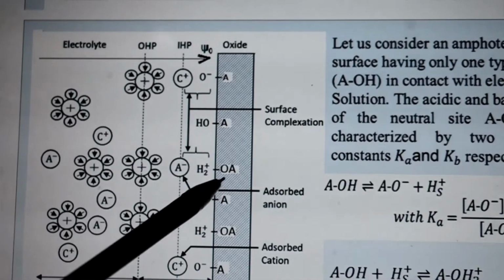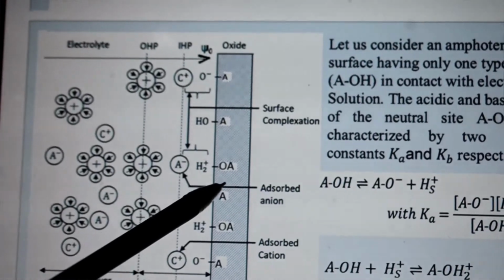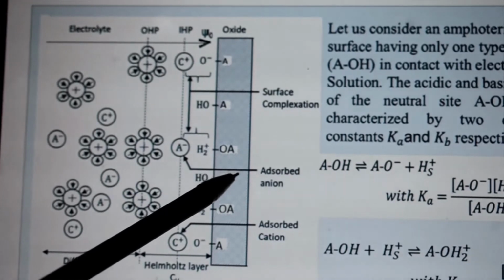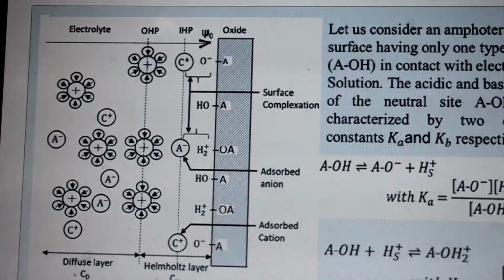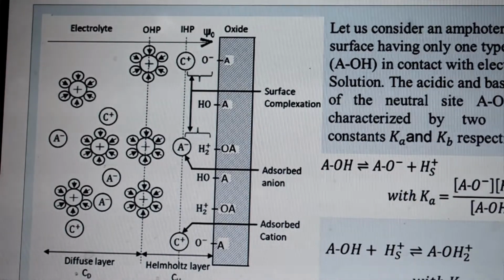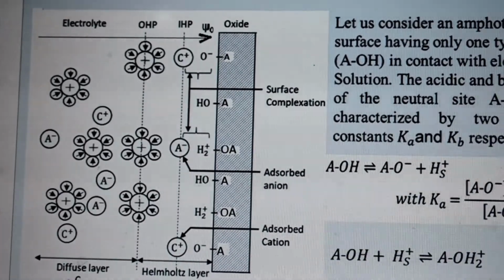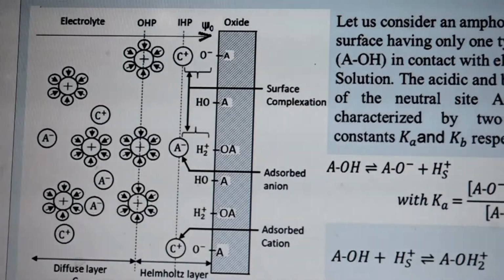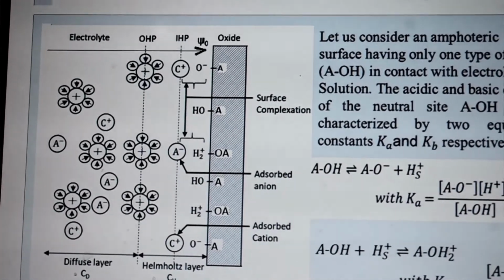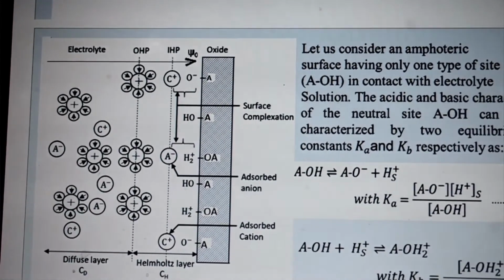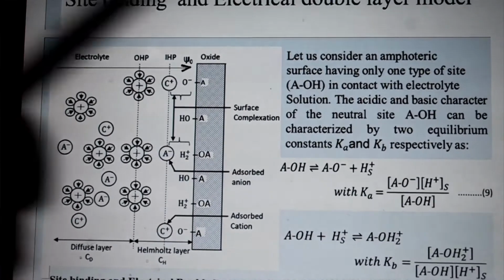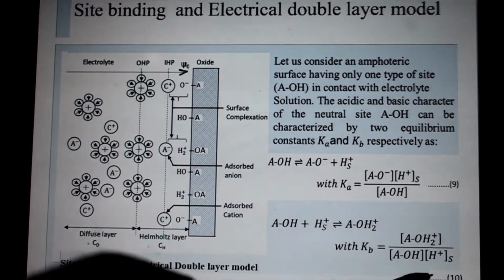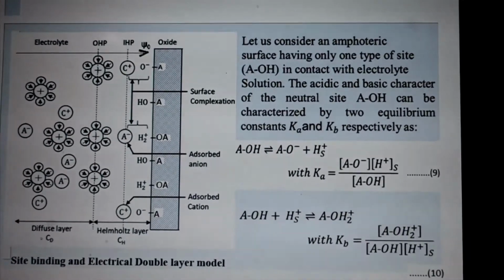Amphoteric means it may show the behavior of acidic nature, it may show basic nature, or even it may show neutral nature. And the acidic and basic character of the neutral site can be characterized by generally two equilibrium constants, the acidic constant and the basic constant, which are generally in chemistry defined by equations 9 and 10. We have discussed this earlier.